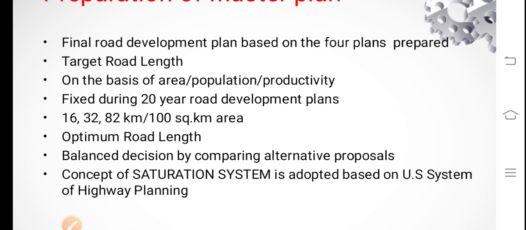The total target road length should be known on the basis of area, population and productivity. Fixed during the 20-year road development plans: 16 kilometer, 32 kilometer and 82 kilometer per 100 square kilometer area respectively, with respect to the three 20-year road development plans, Nagpur, Bombay and Lucknow. Optimum road length is a balanced decision by comparing alternative proposals. Means various proposals are proposed based on the planning survey data, and then the concept of the saturation system is adopted based on the US system.